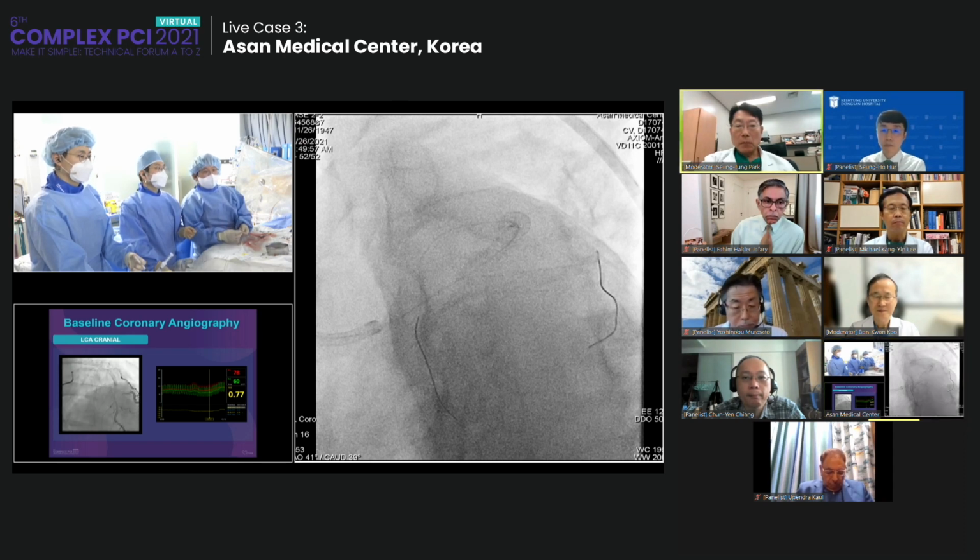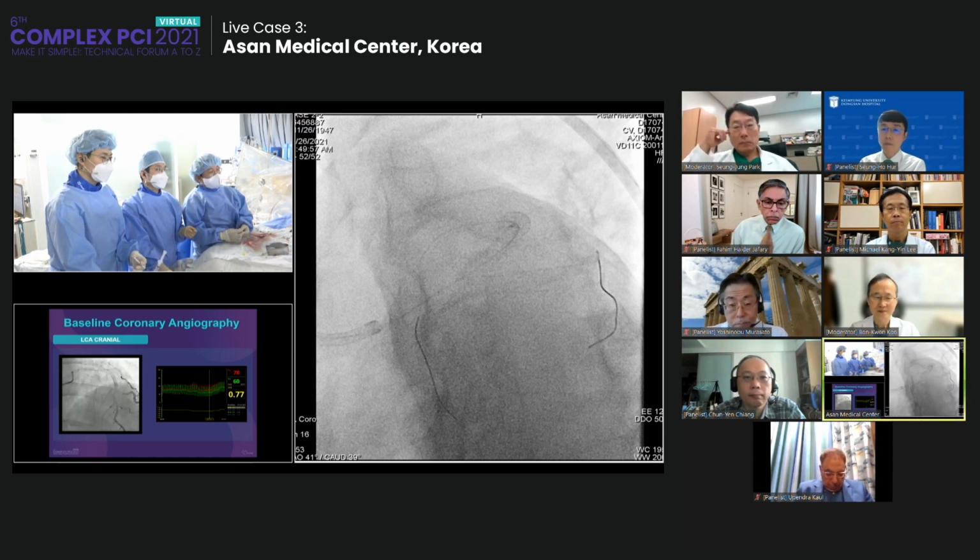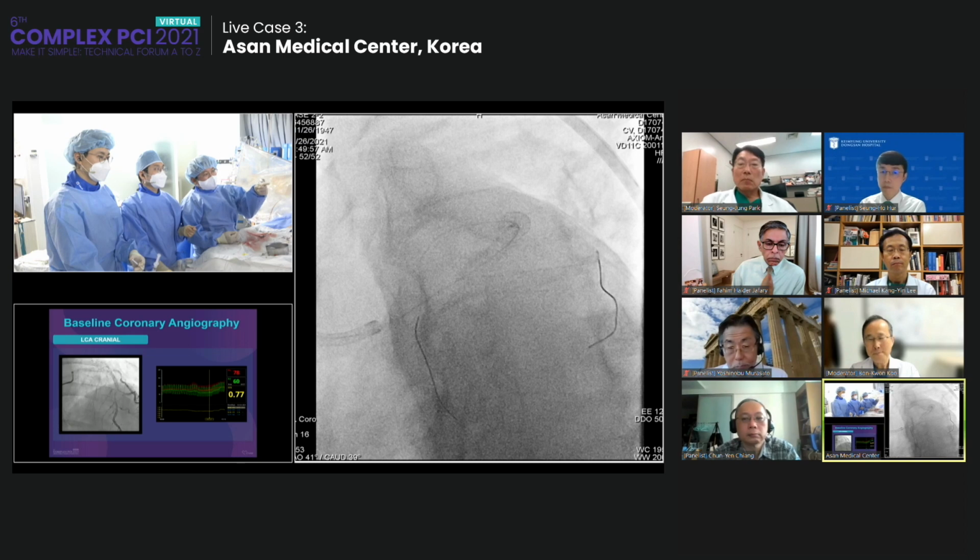So I would like to perform the proximal stent, proximal left main to LAD stenting. But another consideration is the high diagonal branch. The high diagonal branch is not so small, and the circumflex is very small. So I think the high diagonal may be another circumflex branch, so I would like to save it as well.